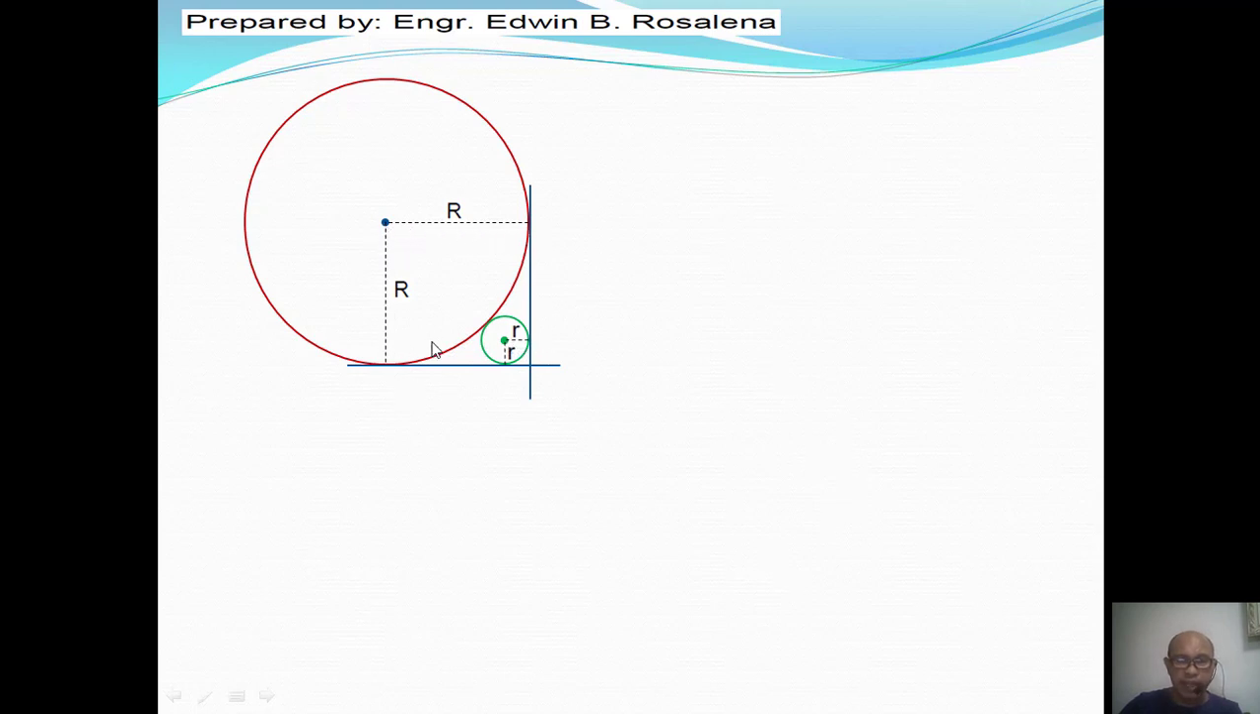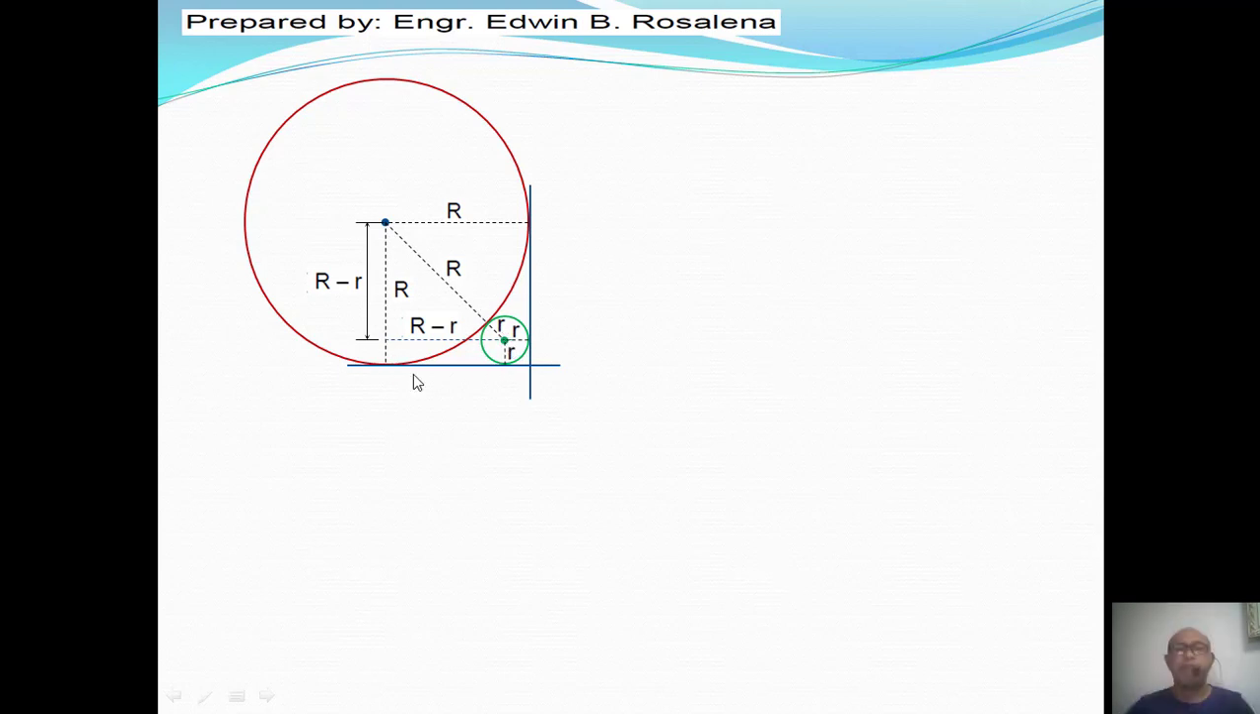So we can compute for the length here, and this is R minus r. Also here, this is R and this is small r, so I have here also R minus r. Then from the point of tangency of the two circles to the center of the small circle, that is also r. And from the center of the big circle to the point of tangency, this is also the radius of the big circle R. Okay, so the length from center to center of the two circles is R plus r.